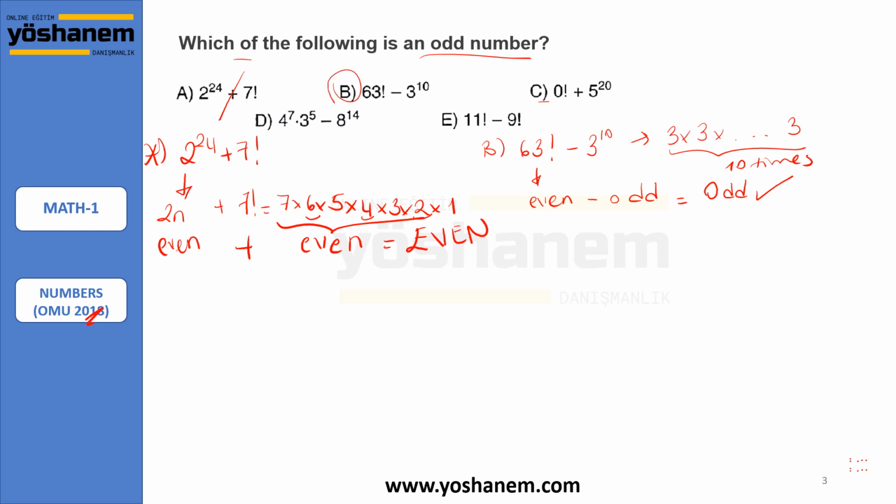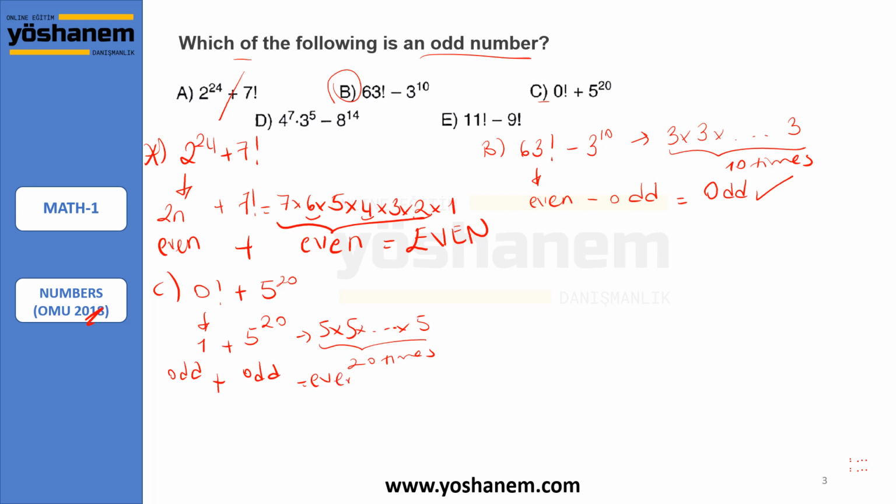Let's go ahead and look at the other options. So C, 0 factorial plus 5 power of 20. Do you remember what 0 factorial was? It was 1. So it's an odd number, right? And 5 power of 20, it's an odd number because it's 5, 5, 5, multiplied 20 times. So all the numbers are odd. It's odd minus odd plus odd, which is even.